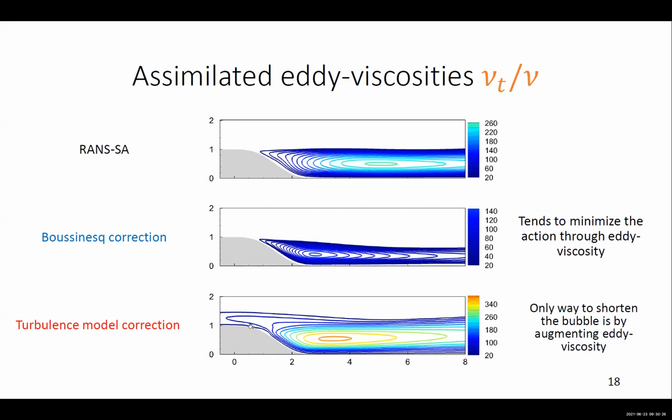However, on the last plot here, the additive viscosity for the turbulence model correction is the only way to act on the momentum equations, so it has to increase in order for the bubble to be shortened. This is why we have bigger values of the additive viscosity for the turbulence model correction.